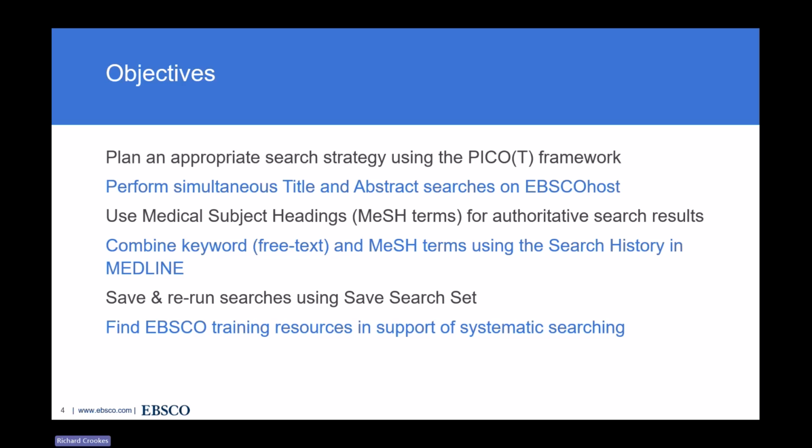You'll be able to perform simultaneous title and abstract searches on this platform. Also use the MeSH terms, the medical subject headings, for authoritative search results. So we are obviously focused on MEDLINE today, and also combine the keyword or free text terms with the subject terms, the MeSH terms, using the search history in this database. And also, more recently, save and rerun searches using the save search set. So I'll introduce you to that in the slide deck, and then we'll look at that live as we go through this webinar. And also, you'll be able to find further training resources in support of systematic searching, some more in-depth advanced searching as needed.